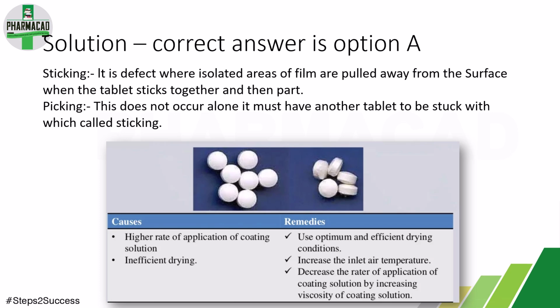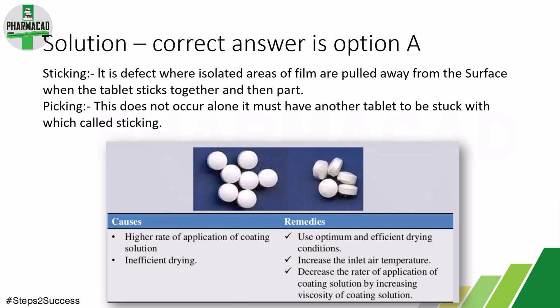The cause of sticking and picking, let's understand. Higher rate of application of a coating solution. Because of excessive coating solution, there might be chances of sticking of two tablets to each other. Inefficient drying. If the drying is not proper, the outer layer is not getting dry properly, and the tablets are sticking to each other.